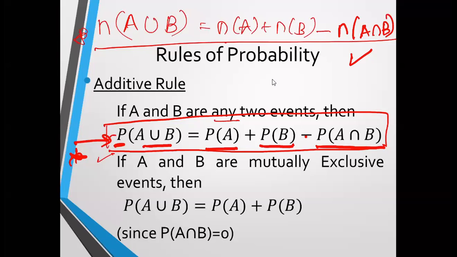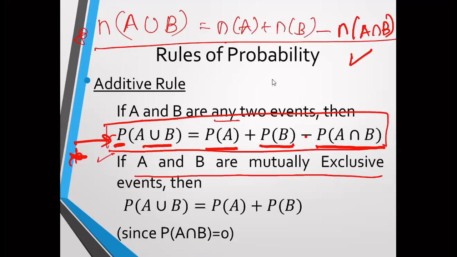Now there's an important thing here. If A and B are mutually exclusive, here it is not mentioned about these two events. It says if A and B are any two events. It can be any event, right? But here it says if A and B are mutually exclusive events. Mutually exclusive means the intersection part is going to be a null set. If event A and event B are mutually exclusive, there are no common elements.